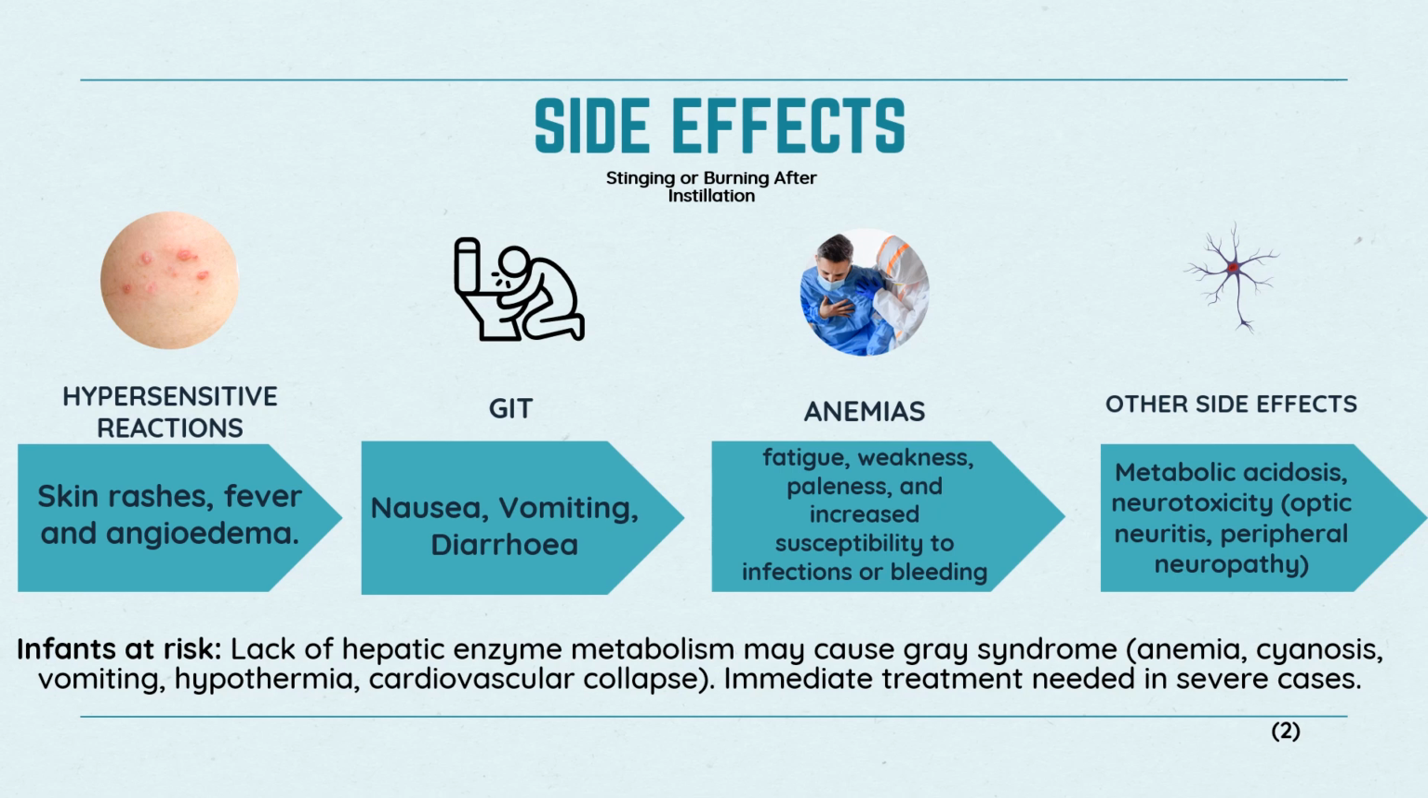Anemia causes fatigue, weakness, paleness, and increased susceptibility to infection, causing superinfection. Another side effect of chloramphenicol is metabolic acidosis, neurotoxicity, and in infants with a lack of hepatic enzyme metabolism it may cause gray baby syndrome, causing anemia, cyanosis, vomiting, hypothermia, and cardiovascular collapse, and immediate treatment is needed in severe cases.